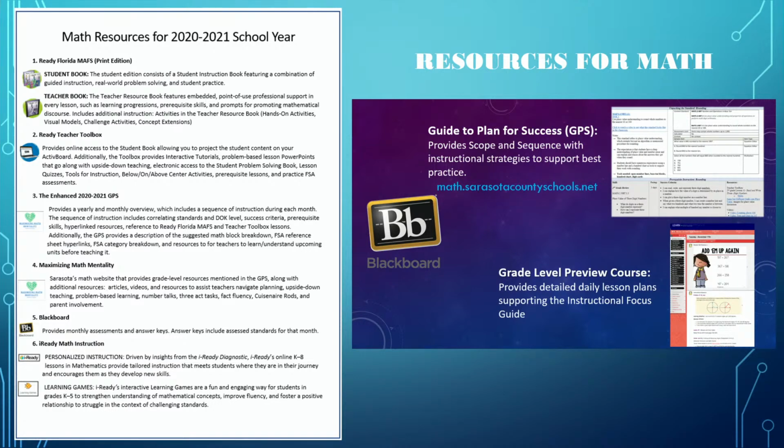In addition, each of our students was given the Ready Florida Maths book, and those have guided instruction, real-world problems, and student practice. So our students are utilizing those in the classrooms as well.